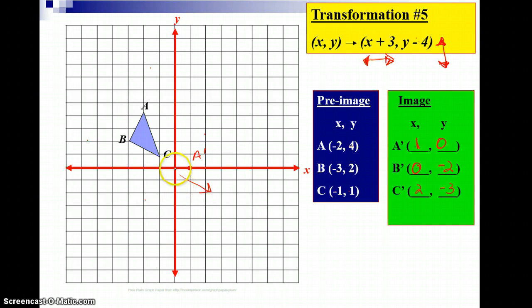Going for B, staying at 0, down -2, is my B prime. And for C prime, starting at origin, over 2, down 3, and there's my C prime. So I was right. It kind of went to the southeast.